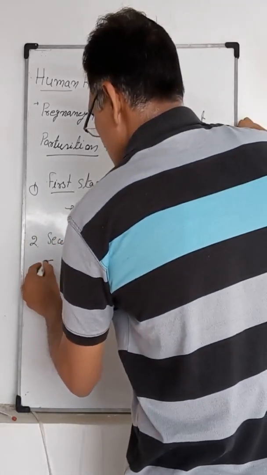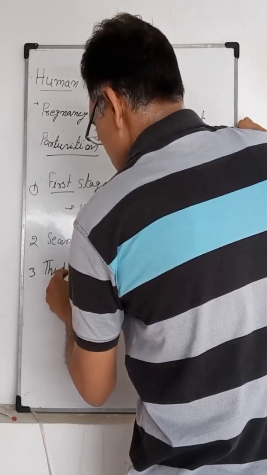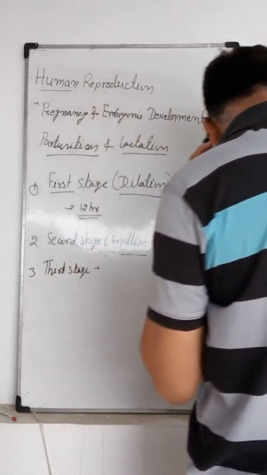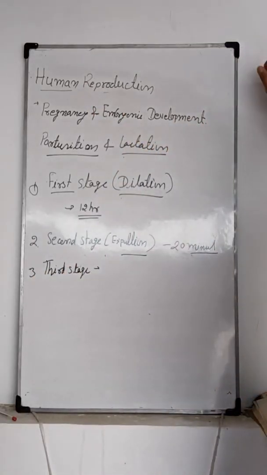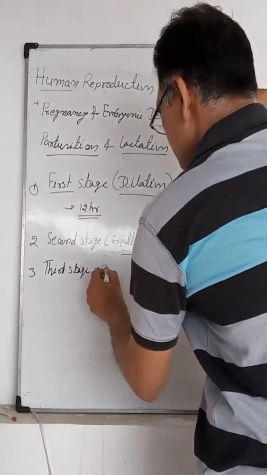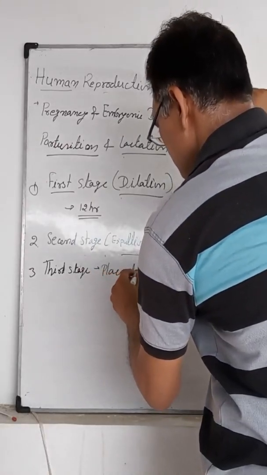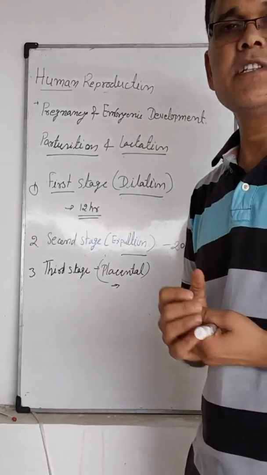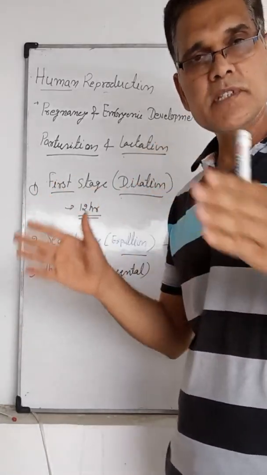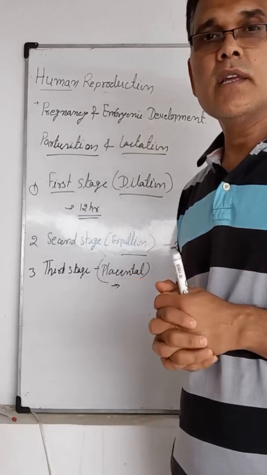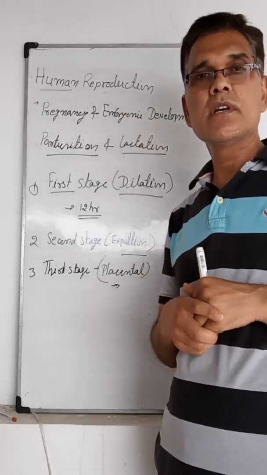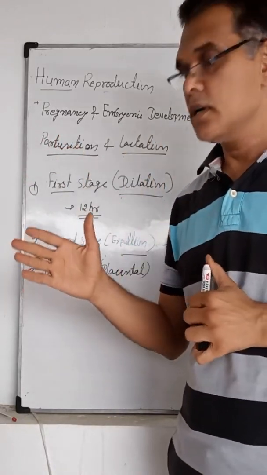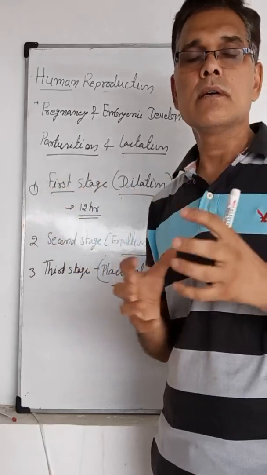And the third stage is known as the placental stage. During this stage, the different membranes which are present around the placenta, around the embryo, and other things present inside the female uterus, will be removed through the mother's womb, or mother's uterus, to the outside due to contraction in the uterus.